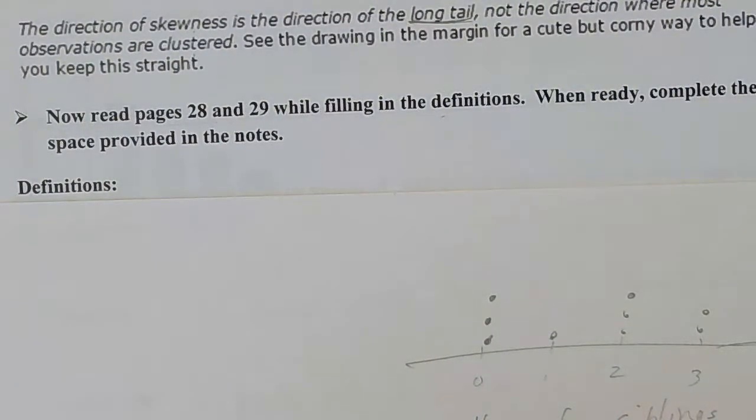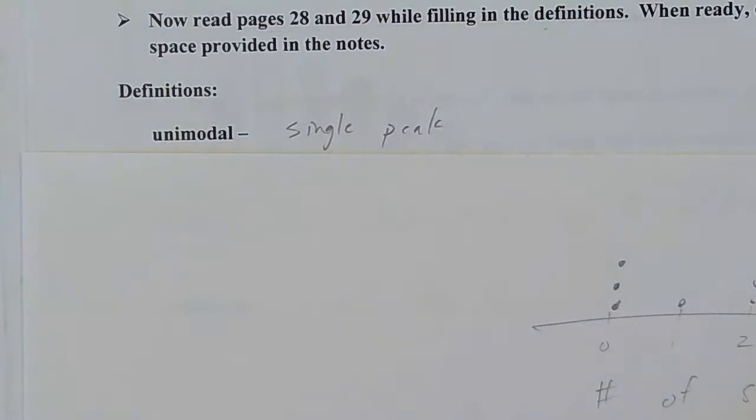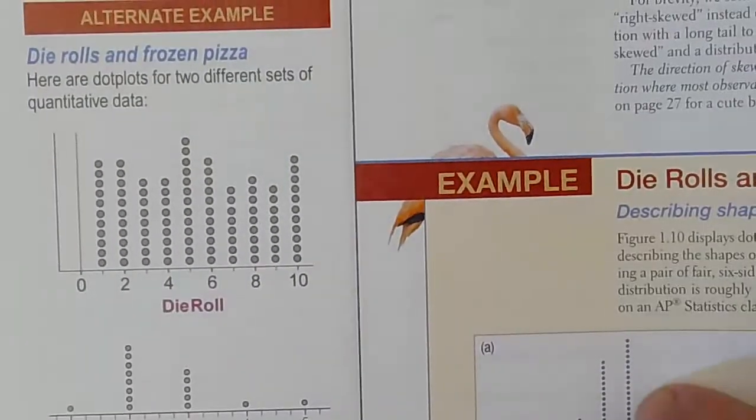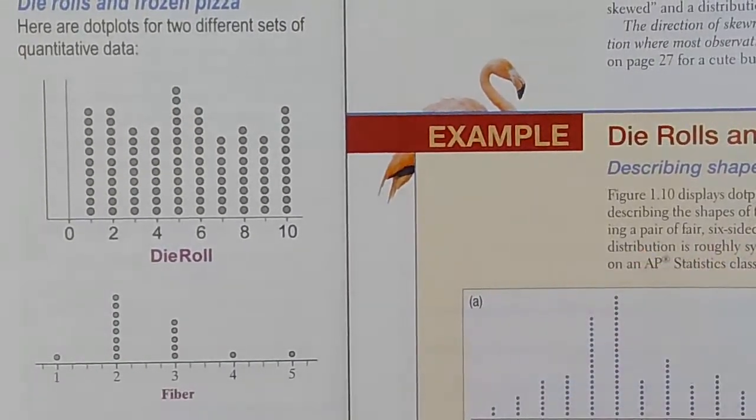What you've learned before, that mode is what occurs most often, right? So a unimodal distribution has a single peak, it's pretty easy to tell what that is. The mode on this distribution is the number 7, it occurred most often. And it has a single peak, okay?